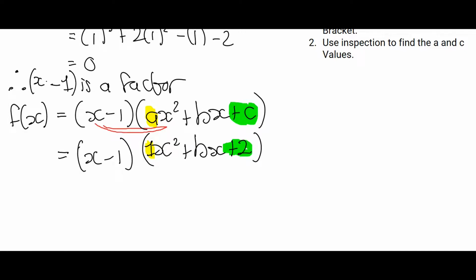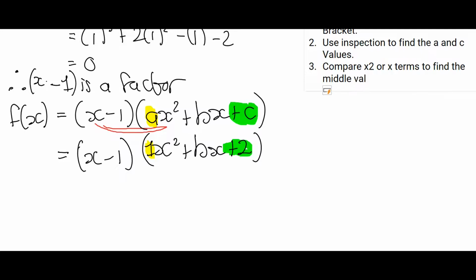Okay, now we need to compare terms to find the value of b, the coefficient of x. So compare either x squared or squared terms to find the middle value.